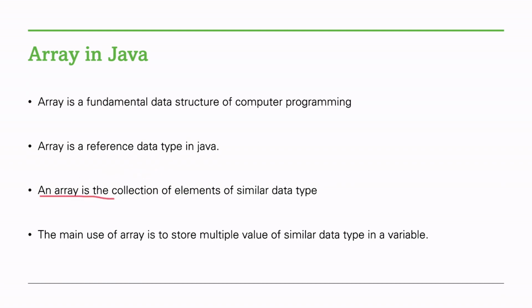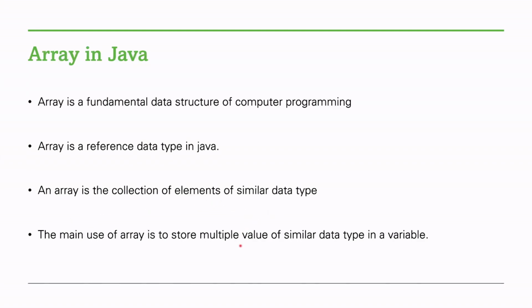Now an array is a collection of elements of similar data type. That means of the same data type we can have multiple values in the array. The main use of array is that we can store multiple values of similar data type in a variable. In an array we can only store multiple values of one similar data type only. So this is the main use of array.